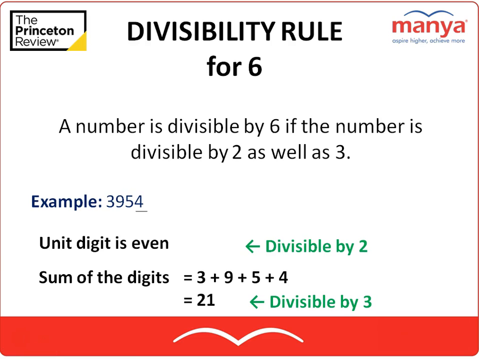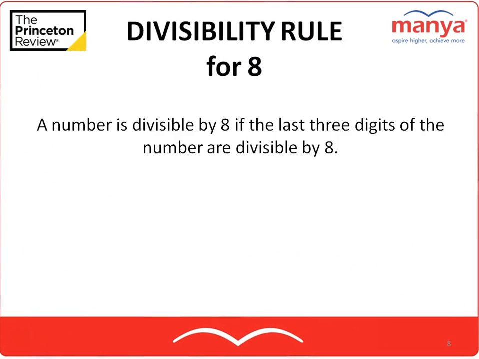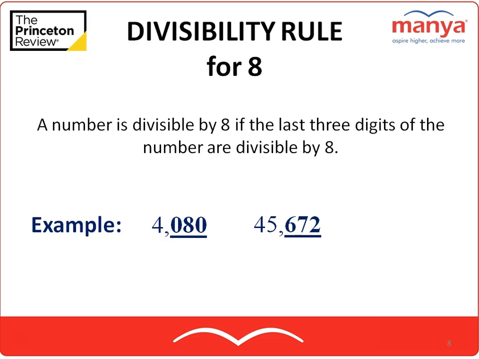That's pretty interesting. Now let's see how this works for 8. A number is divisible by 8 if the last three digits of the number are divisible by 8. For example, 4080 and 45672. The last three digits here are divisible by 8. Oh wow! Did you just observe how the rules for 2, 4 and 8 are on the same line? For 2, it is the unit digit which needs to be checked. For 4, it is the last two digits, and for 8, it is the last three digits. Interesting, isn't it?